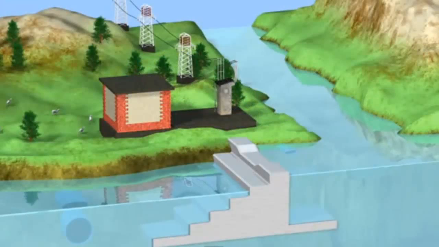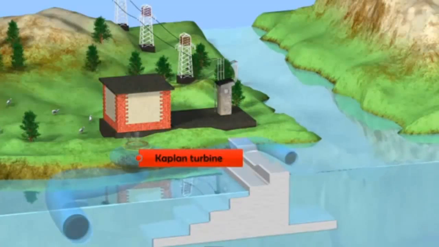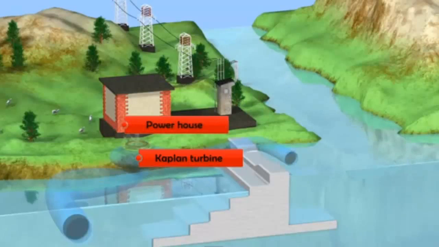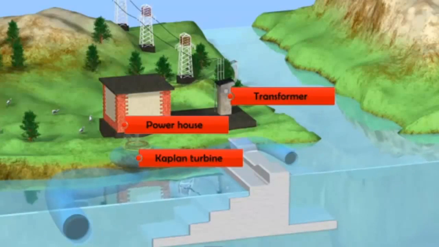The major components of the power plant are shown here. The powerhouse contains the generator and other machinery. Usually, a transformer is required to obtain a voltage suitable for power transfer over long distances with minimum loss.